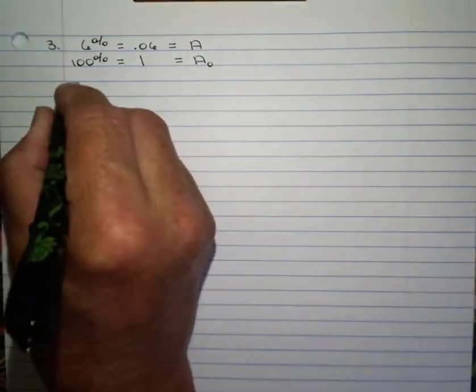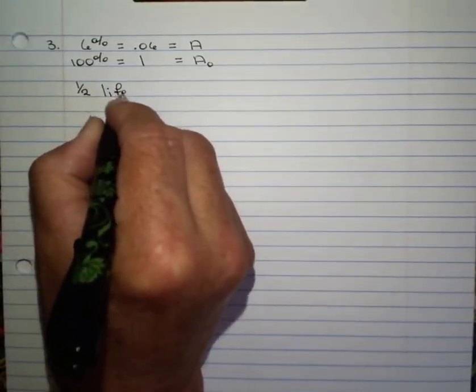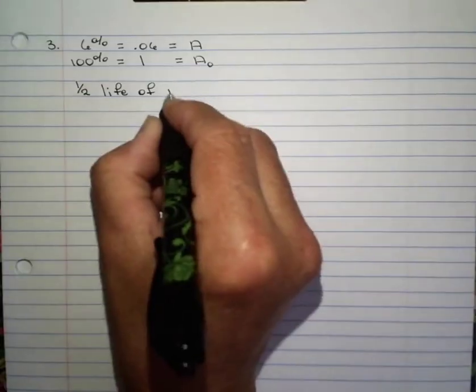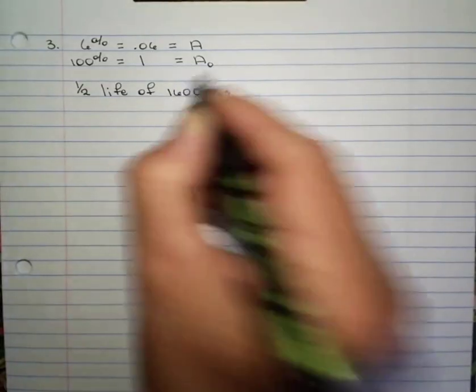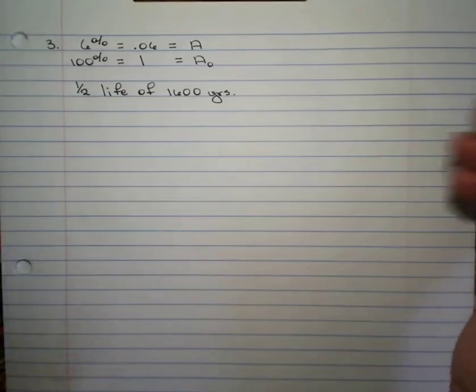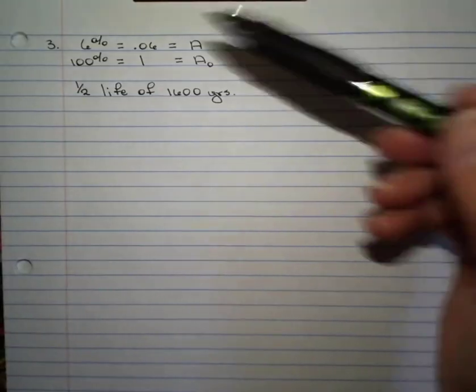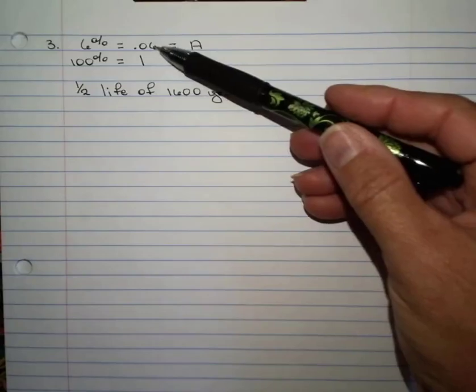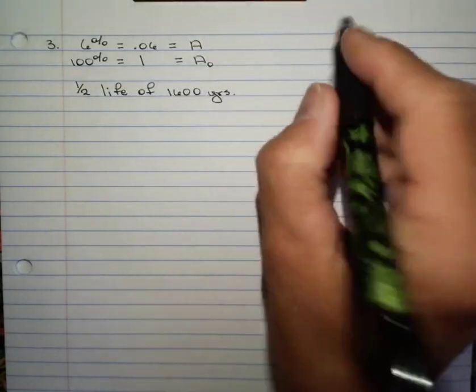Now, the next thing they told us was that this radium-226 has a half-life of 1,600 years. Now that means that every 1,600 years, it will be half as strong as it was in the beginning. So it only takes 1,600 years for it to go to half, and then we take another 1,600 years for it to go to half of that. And so what will it be? How long is it going to take it to get to 6% of the original 100% is the question. So what is the time?